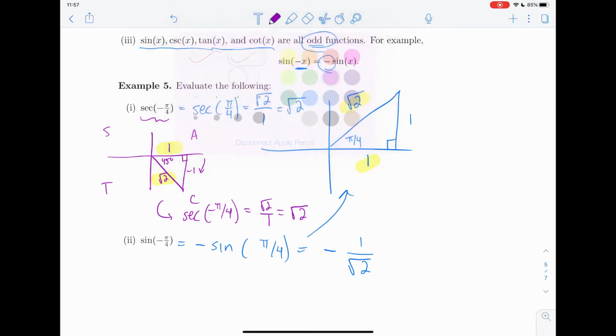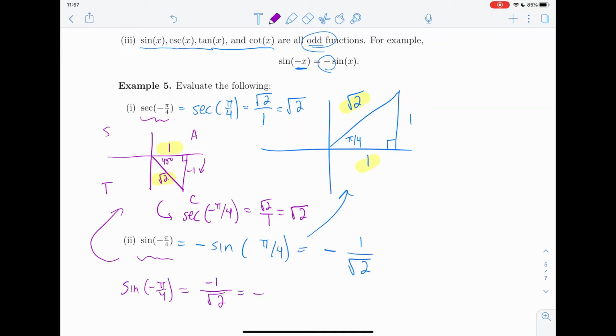Whereas instead, we could have used this picture right here, and we could have said that the sine of negative pi over 4 is equal to, in this case, opposite over hypotenuse, but the opposite is a negative 1 because we live in quadrant 4. So again, we're going to get negative 1 over the square root of 2, which is just negative 1 over root 2. So of course, they're equal. That much we knew because we're told that sine is an odd function, but it does change how you go about solving the problem.